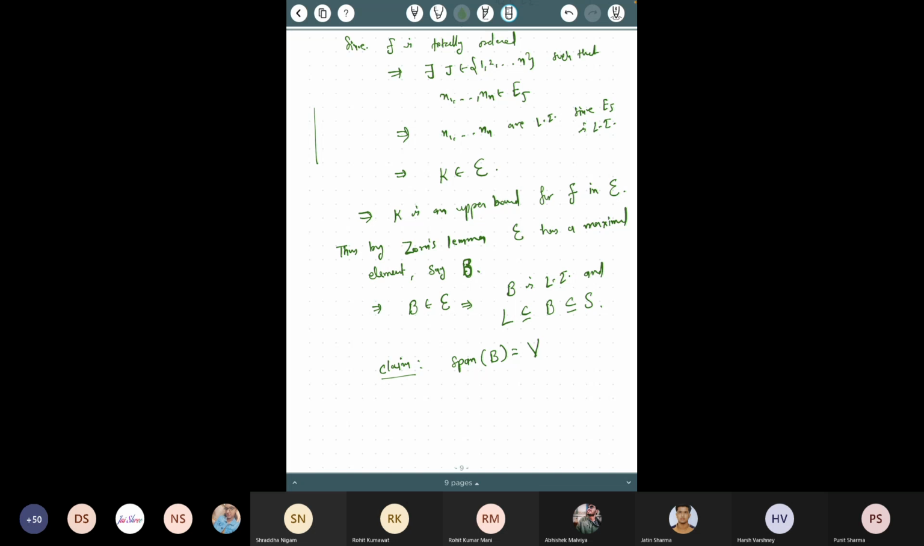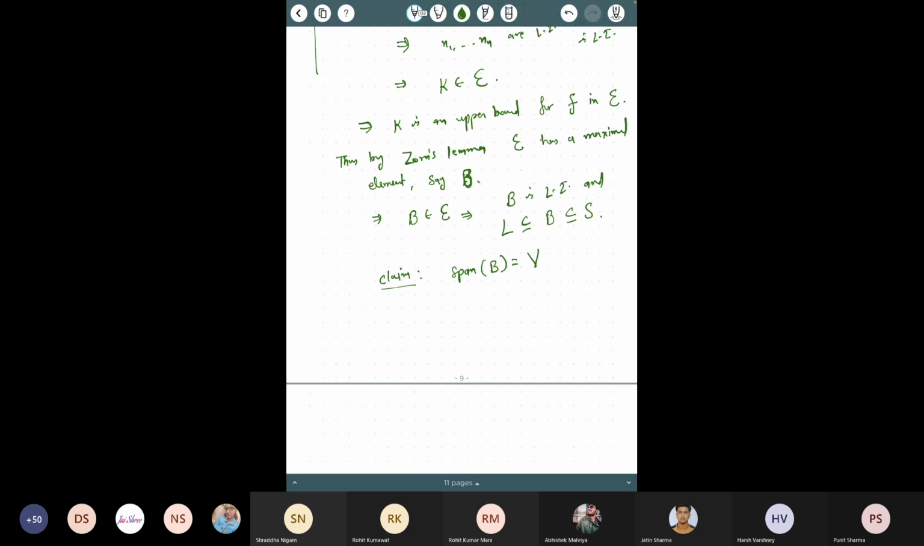Now, in order to show that span of B is equal to V, clearly what we have, so you see here, B is a subset of S, right? So observe that B is a subset of S. What does it mean? This implies that span of B is a subset of span of S.